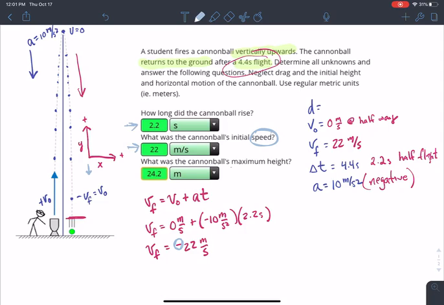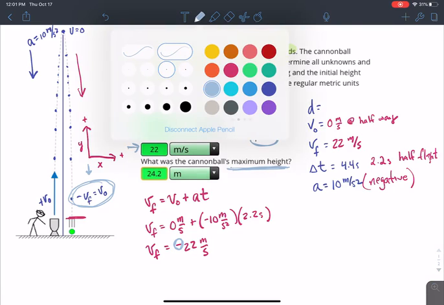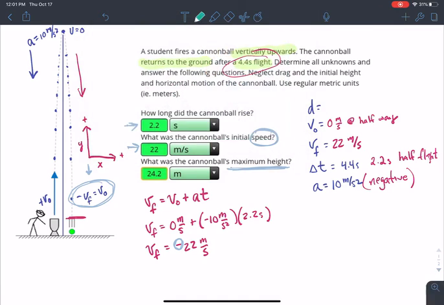But now we need to figure out its maximum height, okay? So we're going to use the same approach. We know that at the highest point, its velocity is 0. We now have a final speed. Because of this relationship here, we know that if its final speed is 22 meters per second, it must have been launched at that same speed, but in the positive direction. So let's approach that using the same logic.